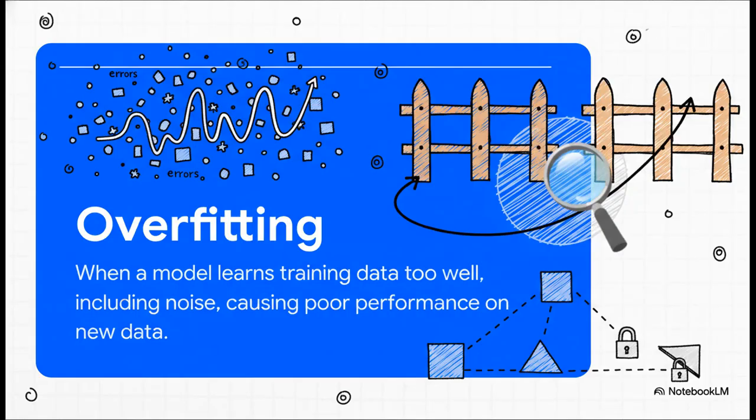Okay, so why does any of this matter for AI? Well, it all comes down to one of the biggest headaches in machine learning, overfitting. You know what that is, right? It's when our model gets a little too smart for its own good. It starts memorizing the training data, noise and all.